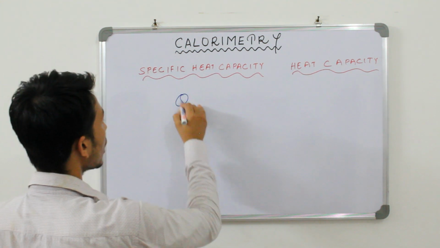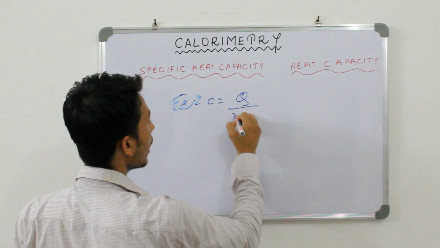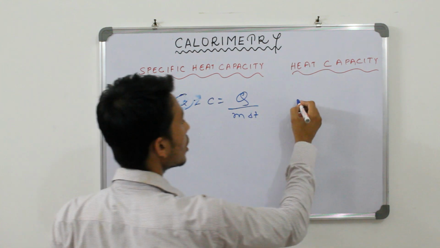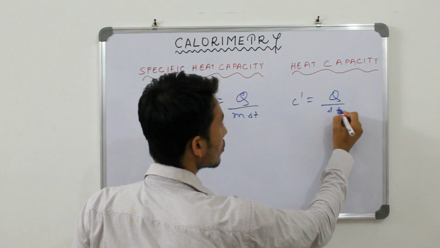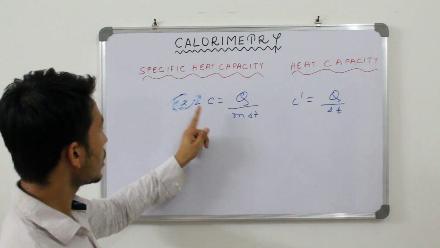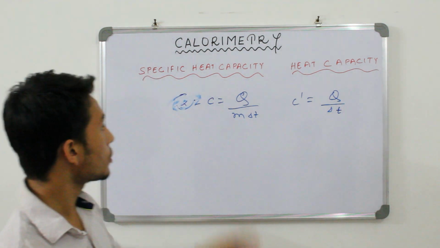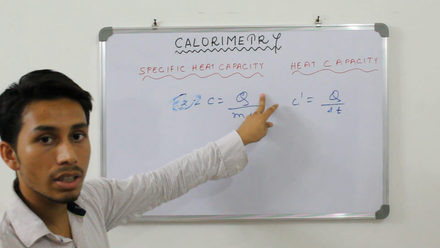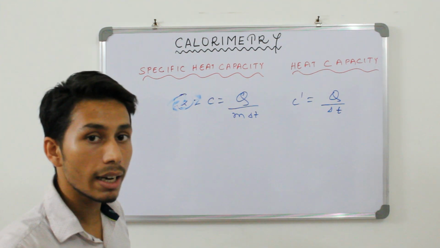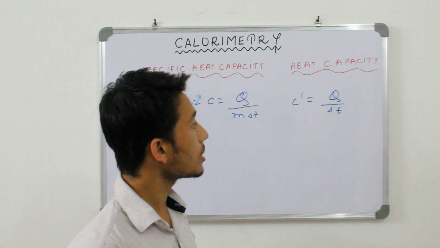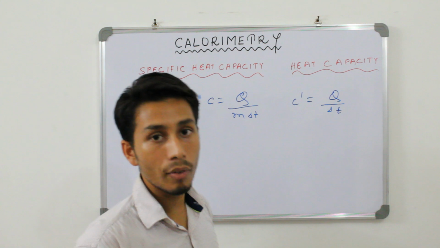Let me give the equation of them. Specific heat capacity is denoted by C equals Q by m delta T, and heat capacity is denoted by C dash, which equals Q by delta T. Are you getting the difference? C equals Q by m delta T, C dash equals Q by delta T. That is, specific heat capacity is the amount of heat energy required to raise the temperature of unit mass of a substance by 1 degree centigrade or 1 Kelvin, whereas heat capacity is the amount of heat energy required to raise the temperature of the whole substance by 1 degree centigrade or 1 Kelvin.